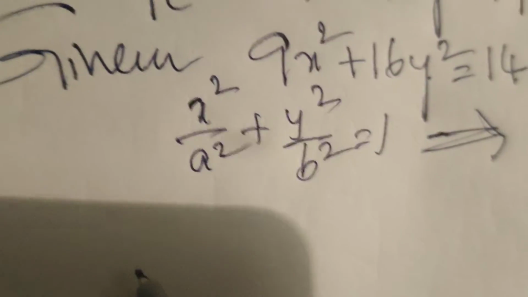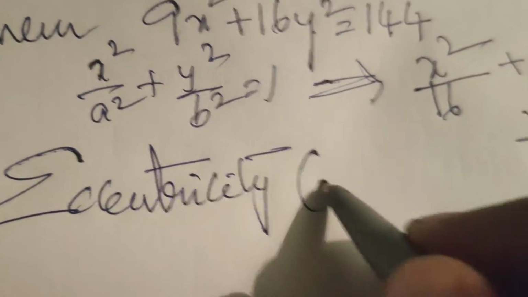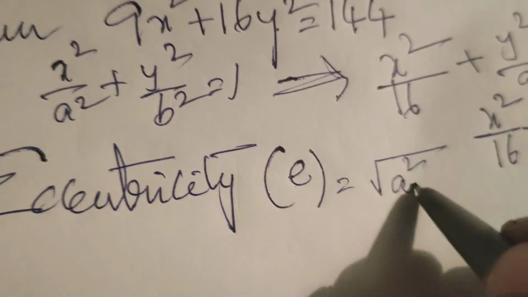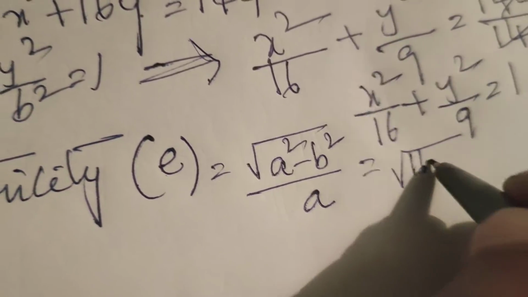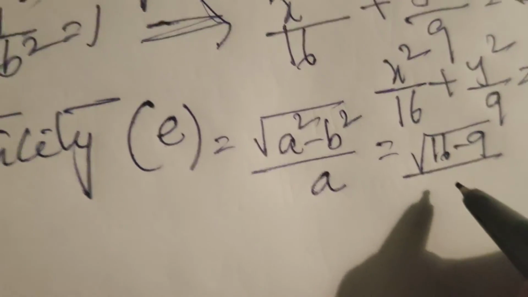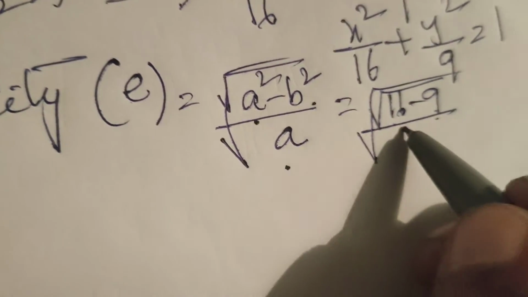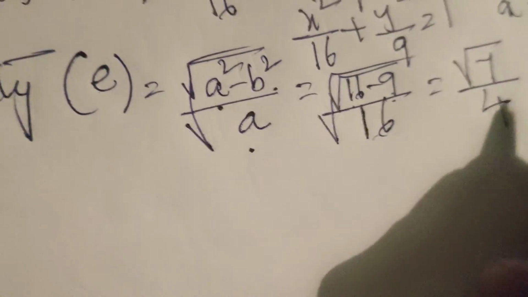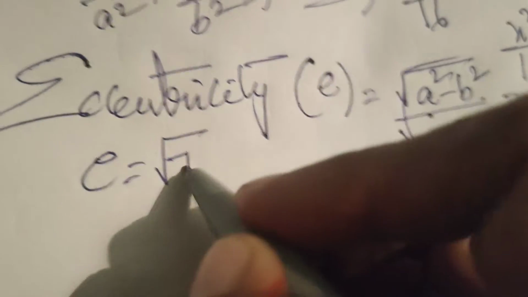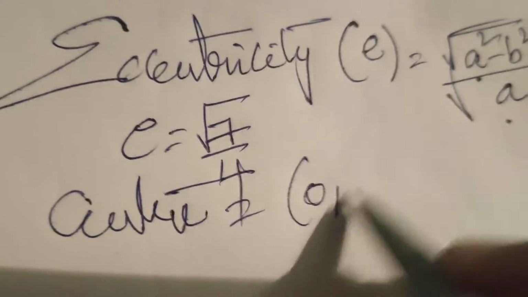Next, find out first of all the eccentricity, indicated by e, equals root of a square minus b square by a, that is root of 16 minus 9 by 16. 16 minus 9 means 7, root 7, root of 16 means 4. This is the eccentricity e. Eccentricity equals root 7 by 4. Next, find out the coordinates of the center. Coordinates of the center means 0, 0.